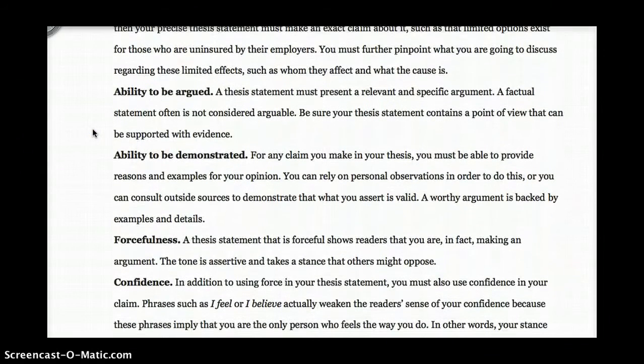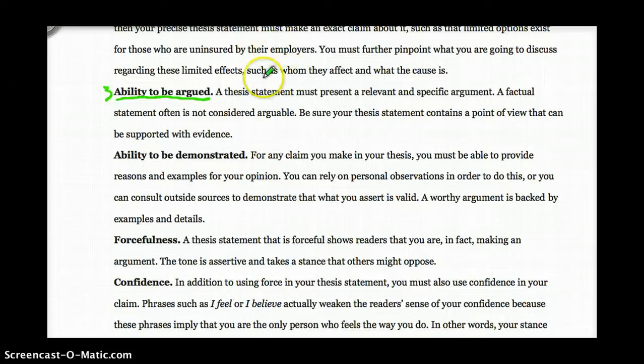The next one is the ability to be argued. When you come up with a thesis statement, you're framing an argument. You're trying to prove something to your audience members using research and using an argument. And there's a great textbook I used to use called Everything's an Argument. It doesn't really matter how you look at it. You are presenting an argument when you're engaged in academic discourse.